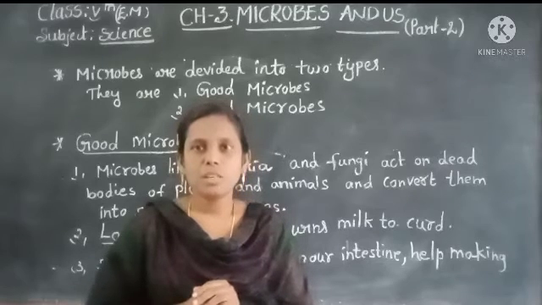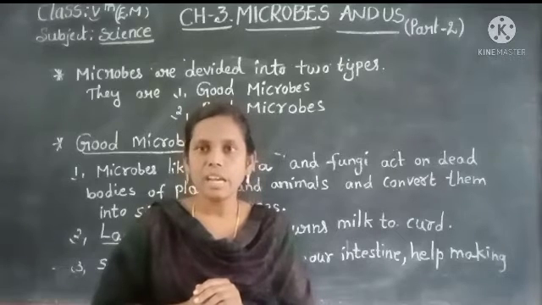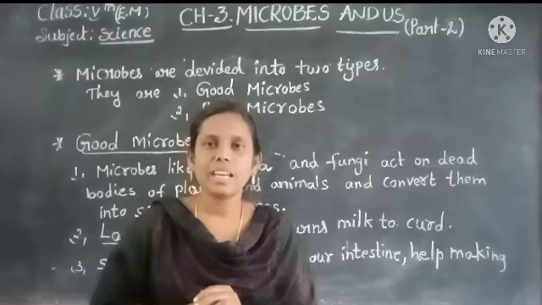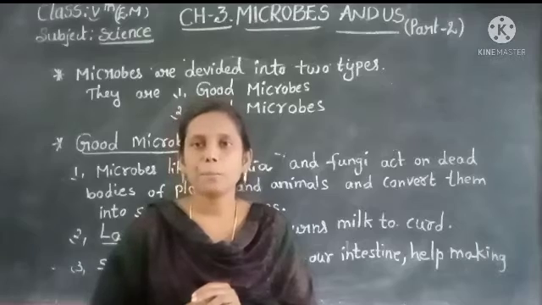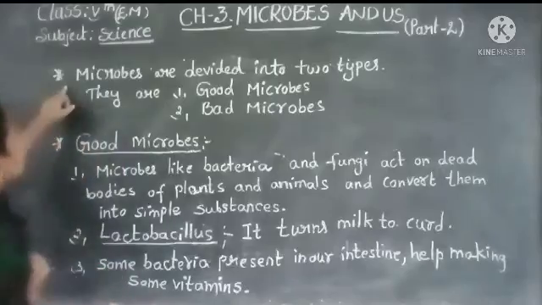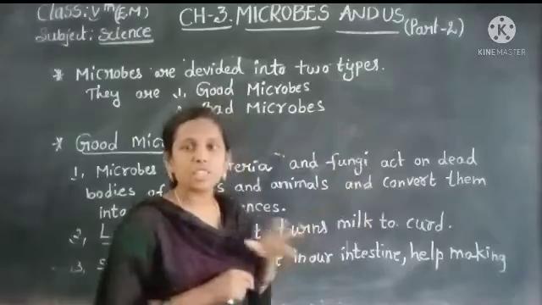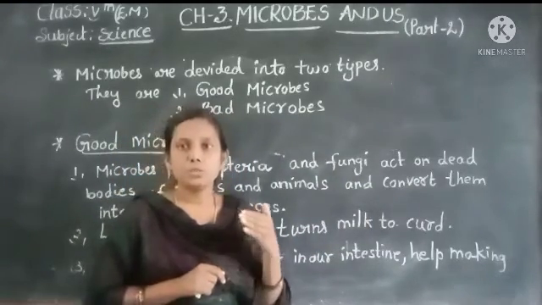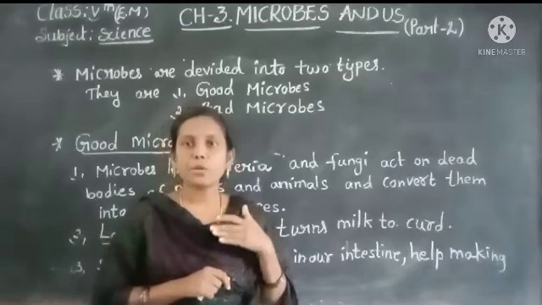Microbes are the very small organisms which we cannot see with our naked eye. Now we are learning about good microbes and bad microbes. Let us see what they are. Microbes are divided into two types, by the usage of useful and harmful microorganisms.